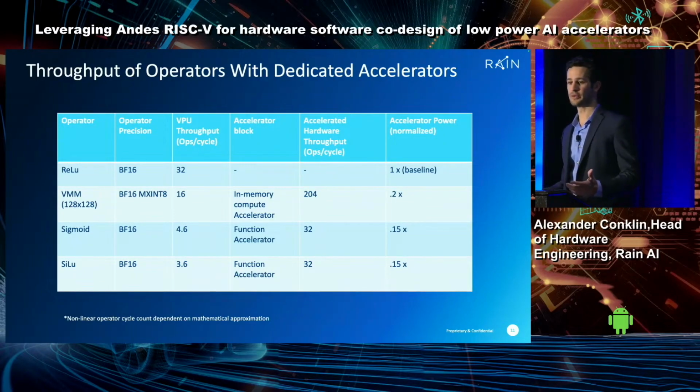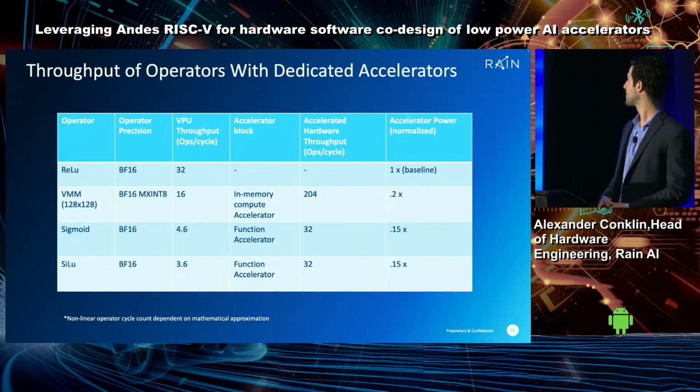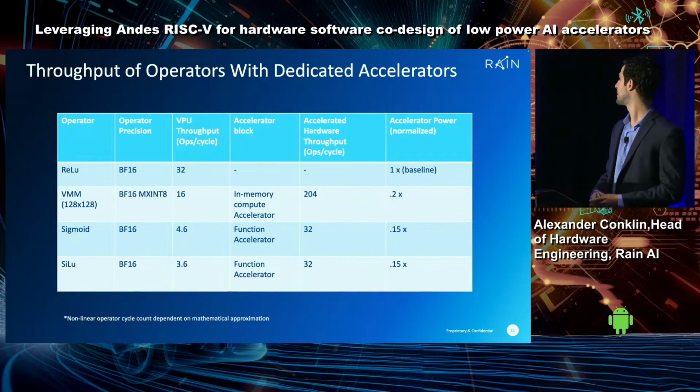We also can build custom blocks for accelerating our sigmoid and our CLU functions. And if we revisit the table I showed you previously a few slides back, we use this for the sake of comparison, where we're able to get much more throughput with these targeted blocks, and it comes at a fraction of the power.